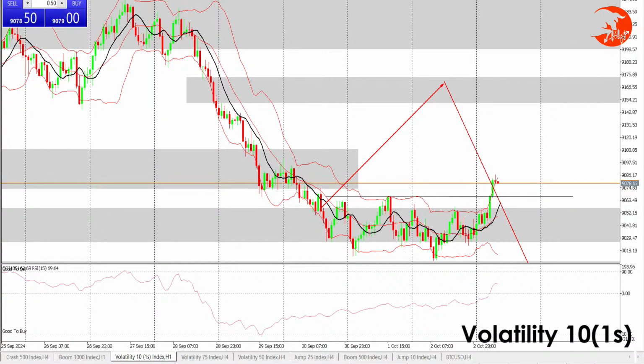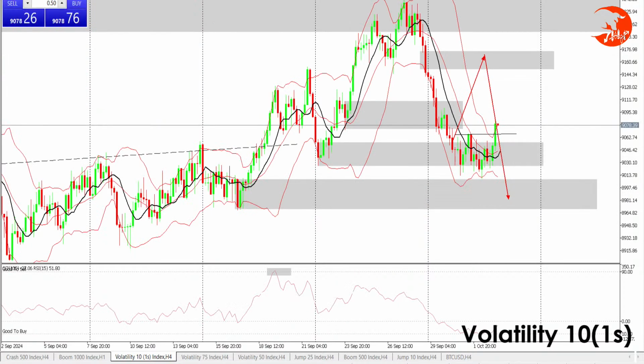So if the current candle doesn't close below our level there, then I will be waiting. We'll be actually making our entries. We'll be making our entries there.